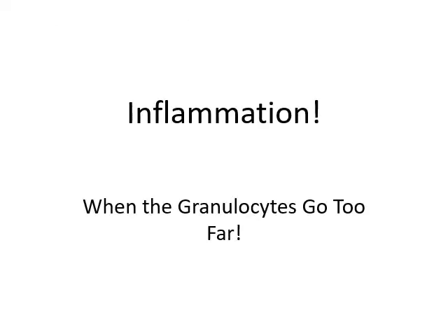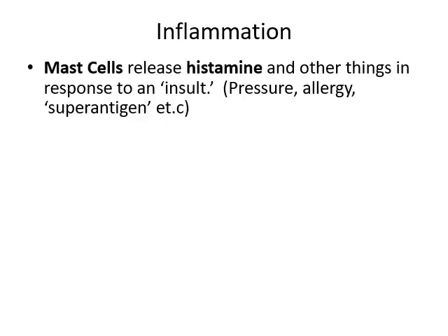Let's talk for a minute about inflammation some more. During inflammation, mast cells release histamine and other things as a response to something called an insult, a physical insult. An insult can be pressure, like if you bang your hand on something, it will turn red and swell up, and that's referred to as an insult. Anything that does moderate damage to a body part is sometimes referred to as an insult. Or if you have an allergy, you have inflammation of the tissues around your nose and your eyes.